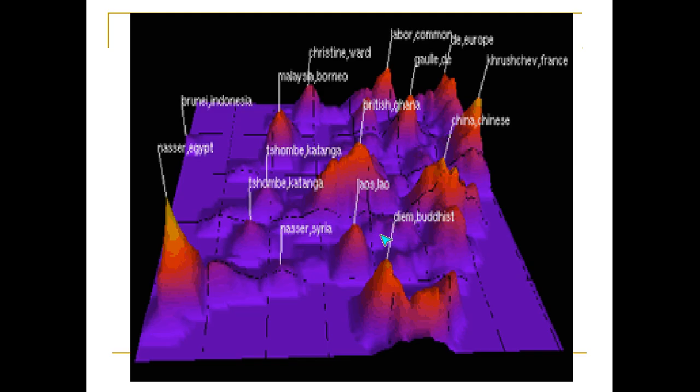Government entities and agencies can contact them and pay them to do custom visualization. This one is showing news articles, and it's a little bit older news. But you can see that Labour in Common, which is in Britain, is close to Europe, close to de Gaulle, France. And then Egypt is here and Syria is close by.